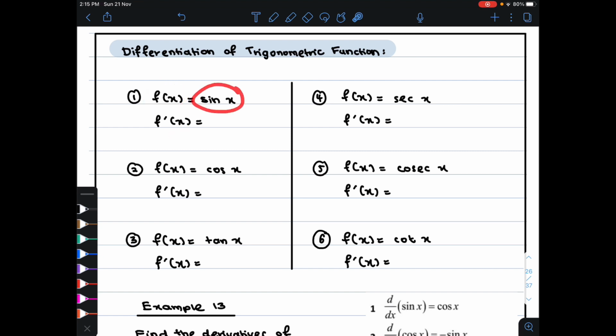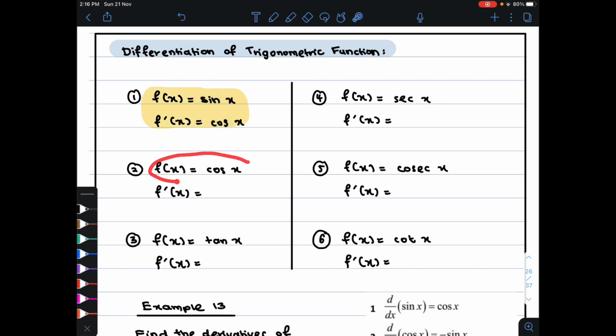When we differentiate sine x, look at sine here. When you differentiate sine, you will get cos. Whatever function you have here, just copy this down. Next, you need to differentiate this function. So when you differentiate x, you will get 1. So you'll get cos x times 1, and we can just ignore 1. So it is just cos x.